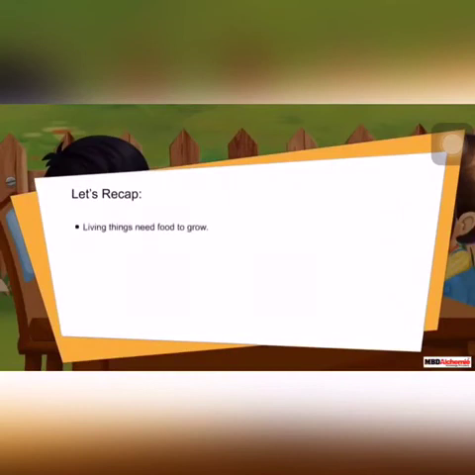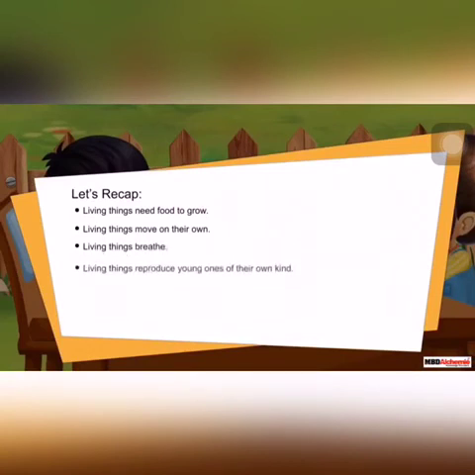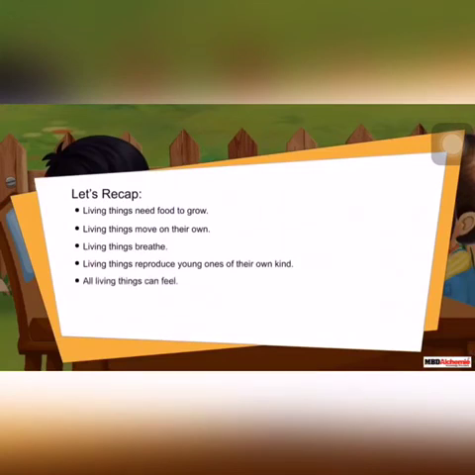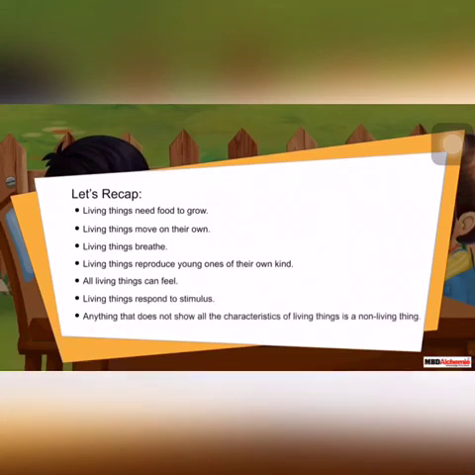Let's recap. Living things need food to grow. Living things move on their own. Living things breathe. Living things reproduce young ones of their own kind. All living things can feel. Living things respond to stimulus. Anything that does not show all the characteristics of living things is a non-living thing.